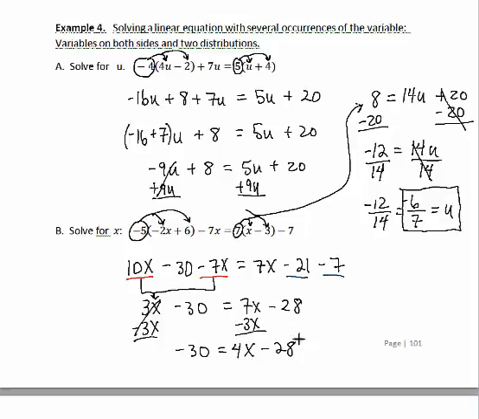And here we are at a two-step equation. To solve this, we add 28 to both sides and then divide by 4. Twenty-eights cancel on the right. Negative 30 plus a 28 results in a negative 2 on the left side and a 4x on the right.